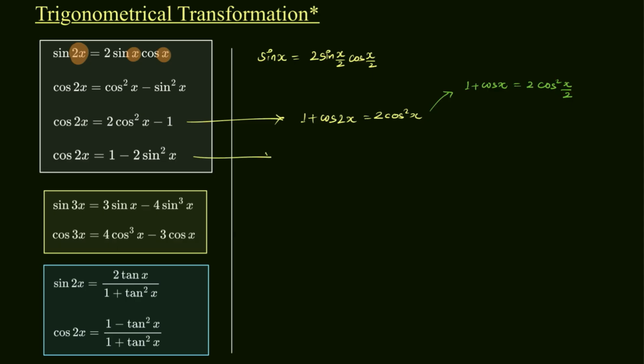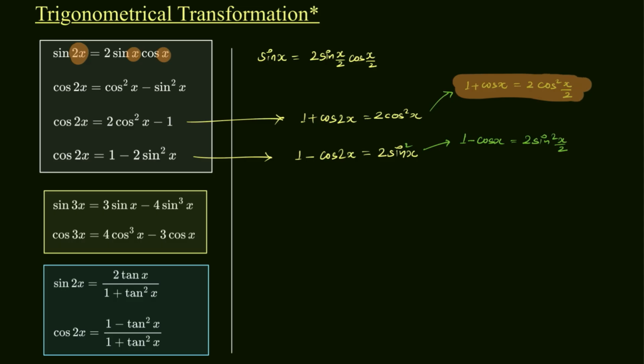And from here also I can see that cos 2x equals 1 minus 2sin²x. So I can write 1 minus cos 2x equals 2sin²x. And hence this can be written as 1 minus cos x equals 2sin²(x/2). Sorry, there is a square here. Okay, so these are two important formulas or transformations we should remember: 1 plus cos x can be written as 2cos²(x/2), and 1 minus cos x can be written as 2sin²(x/2).